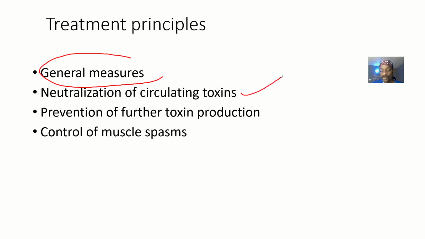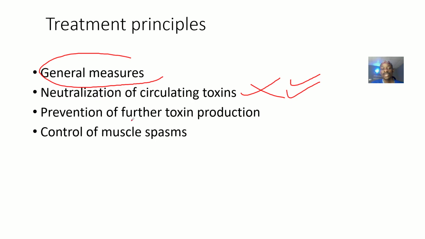Then the next principle, you are trying to look at neutralization of the circulating toxins. There are some tetanus toxins that are circulating, and some of them are bound, some of them are unbound. The unbound ones are the ones we are trying to neutralize. In neutralizing this, you might want to administer things like immunoglobulin. You might want to administer tetanus toxoid. These two medications will basically help to tackle any possible problems.